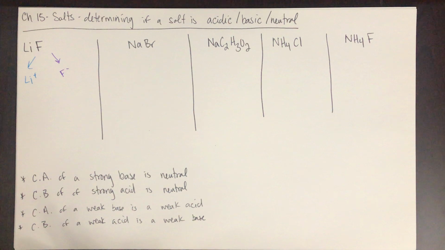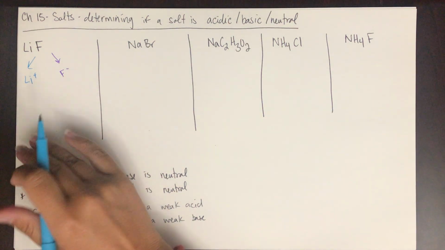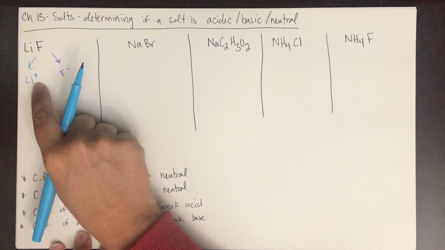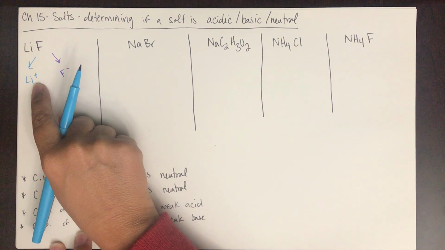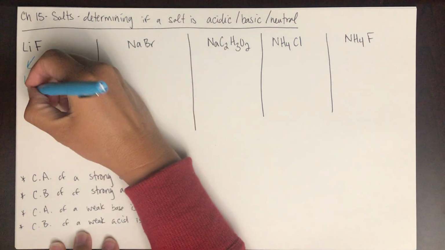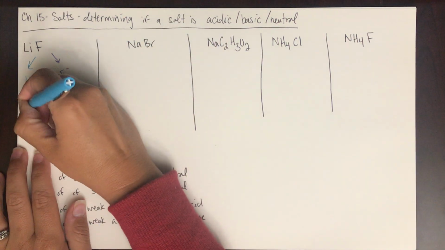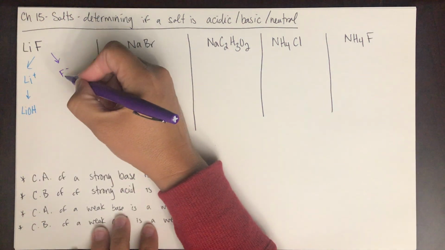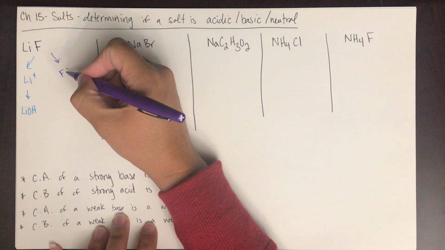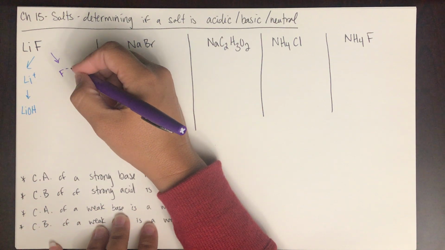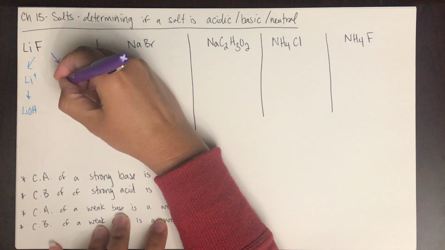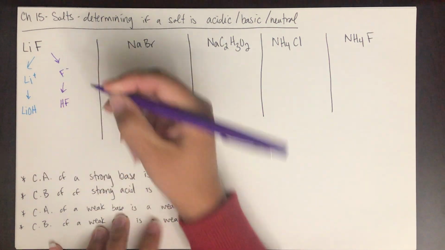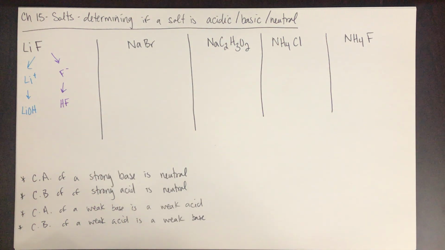And the way that we determine that is seeing what they came from. Lithium, as a positively charged ion, is going to be the conjugate acid of a base. So what base did lithium ion come from? Lithium hydroxide. The fluoride ion, as an anion, negatively charged, is going to be the conjugate base of an acid. So what acid did the fluoride ion come from? Hydrofluoric acid, or hydrogen fluoride.